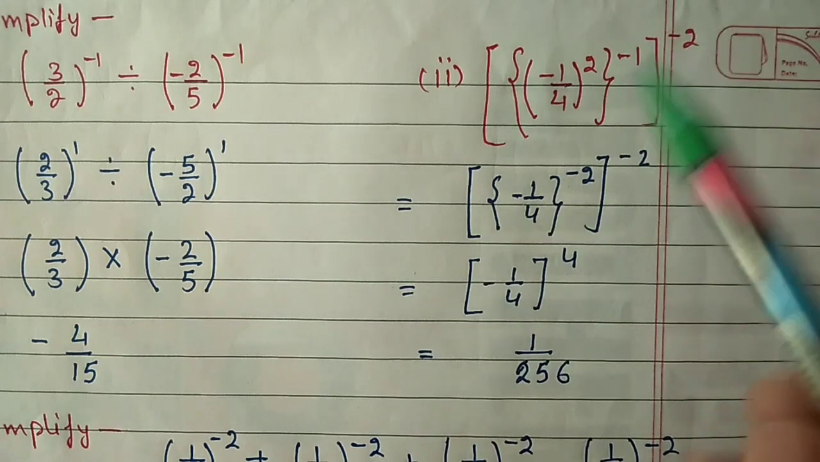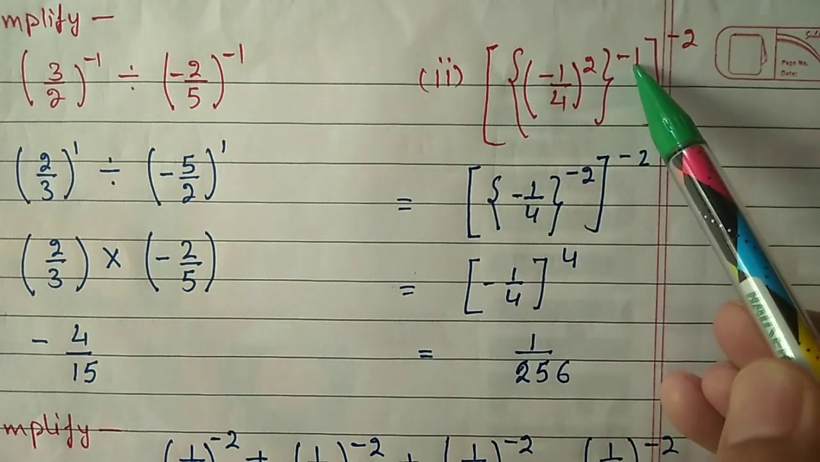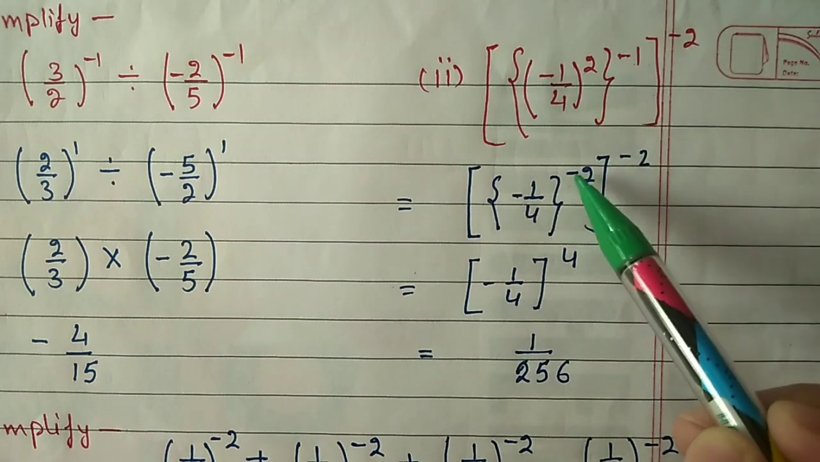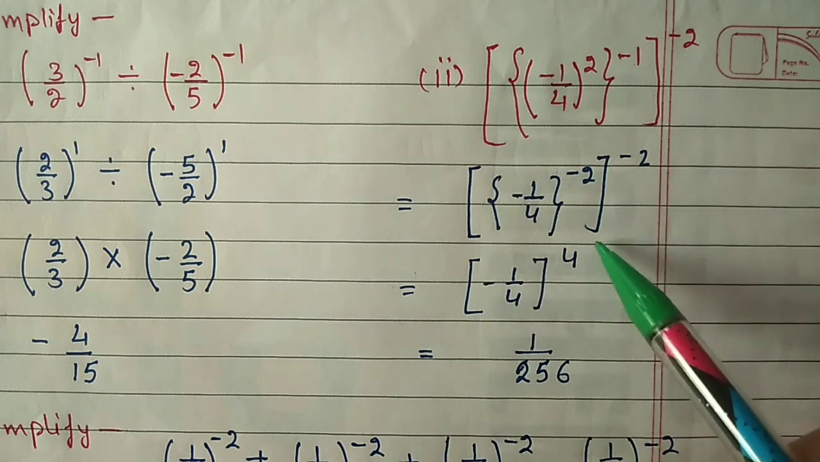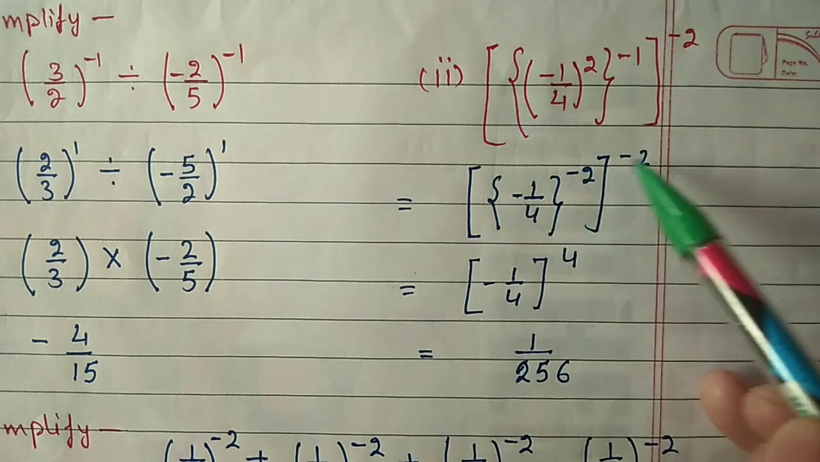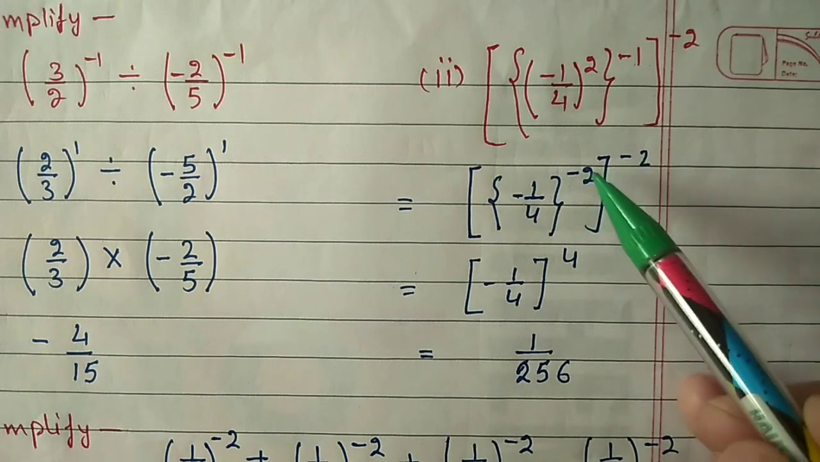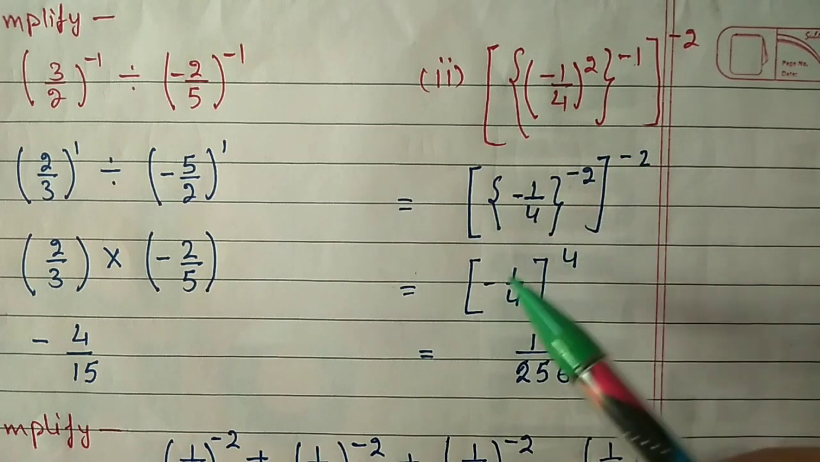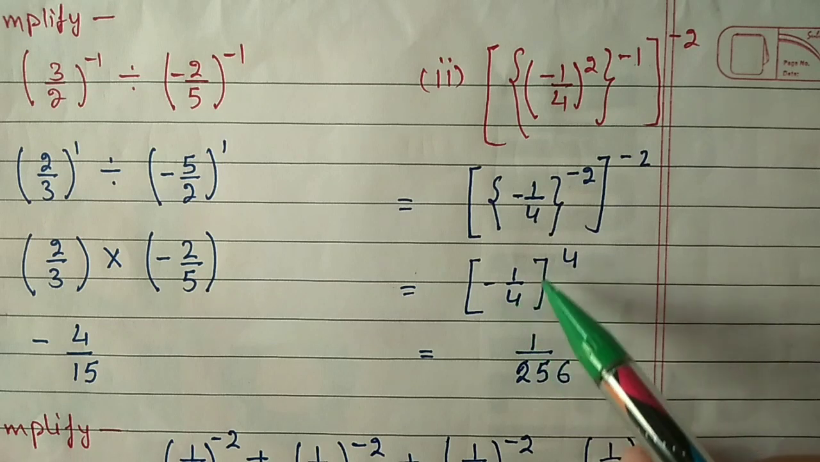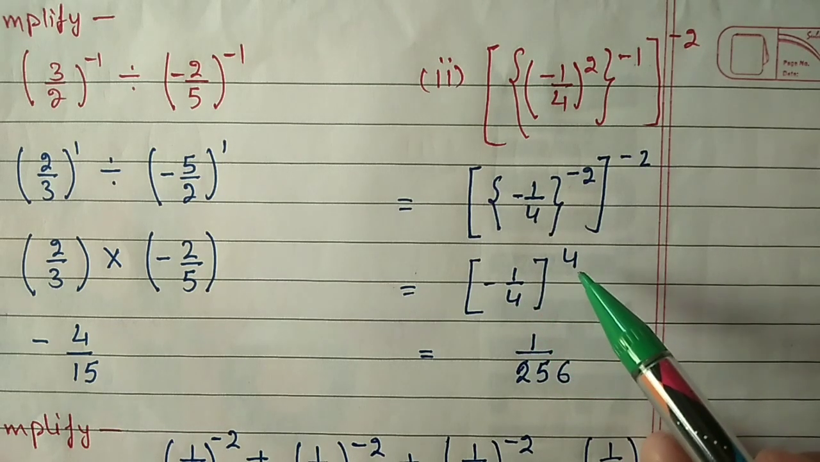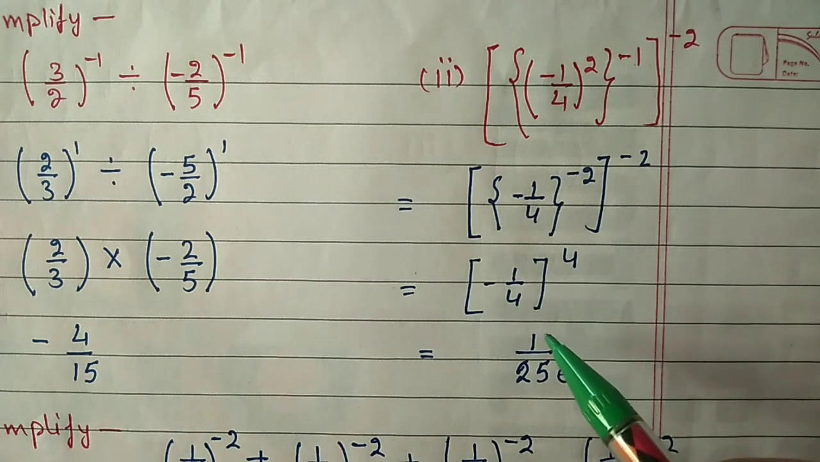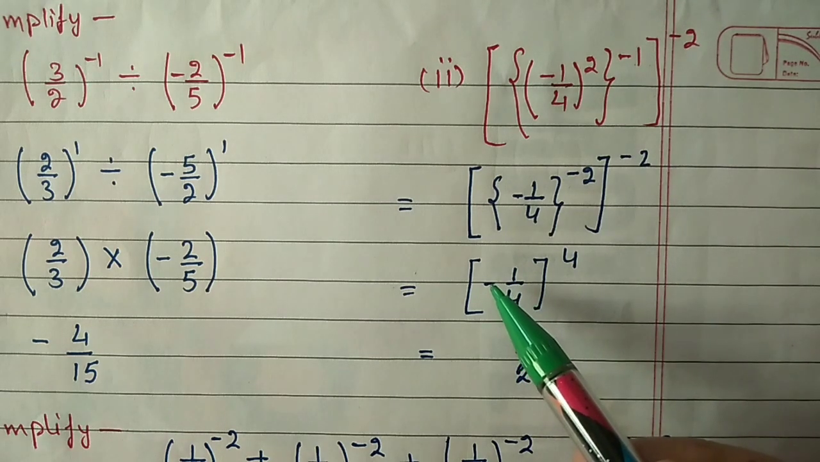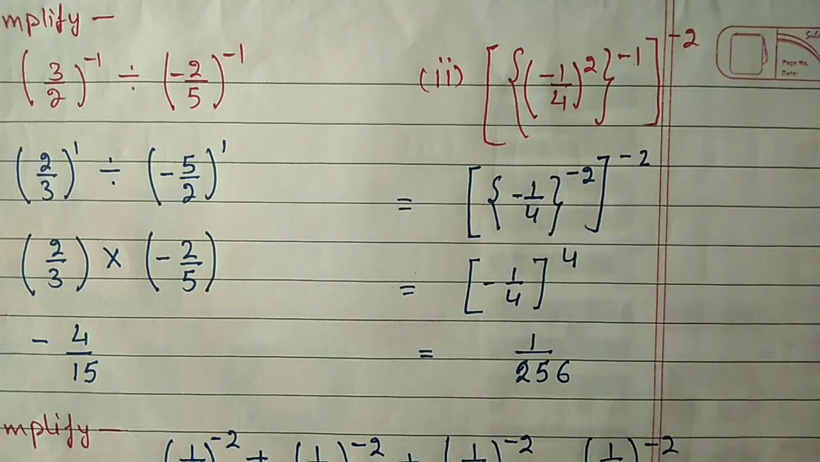So we will start from inside. First, power to the power means we have to multiply. So it will become 2 into minus 1, minus 2. Then whole to the power minus 2. Again power to the power we have to multiply. So minus and minus will become plus, 2 and 2 will become 4. So minus 1 by 4 to the power 4. Multiply it 4 times, then you will get the answer 1 by 256. Minus symbol 4 times we are multiplying, so finally the answer will be plus.